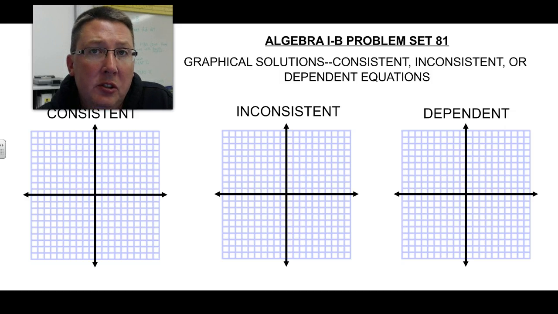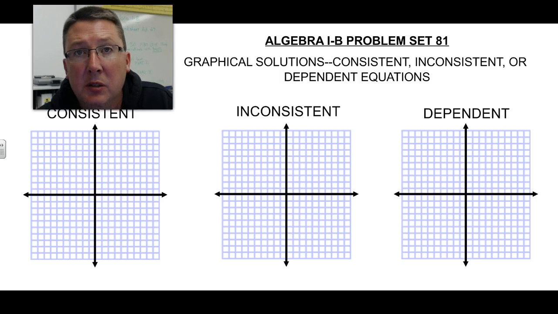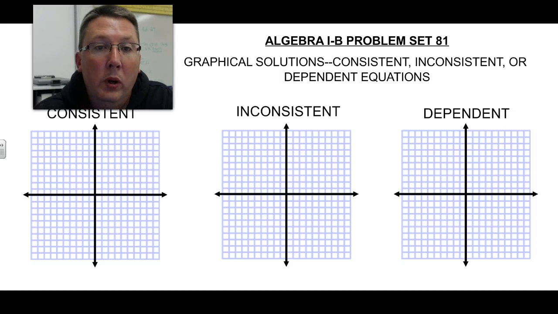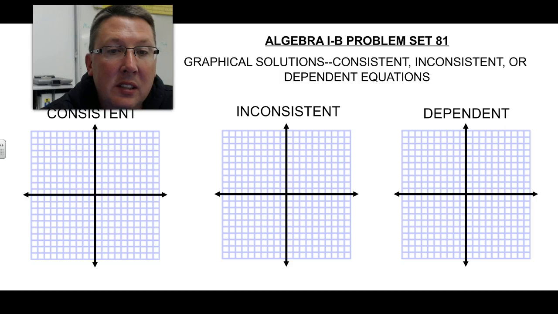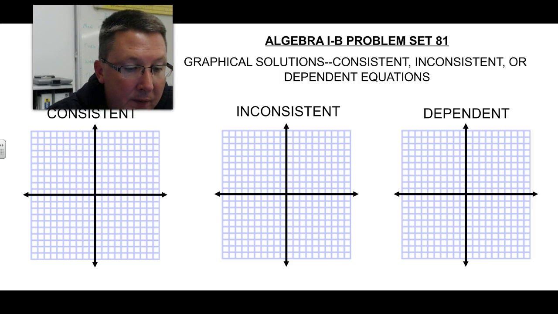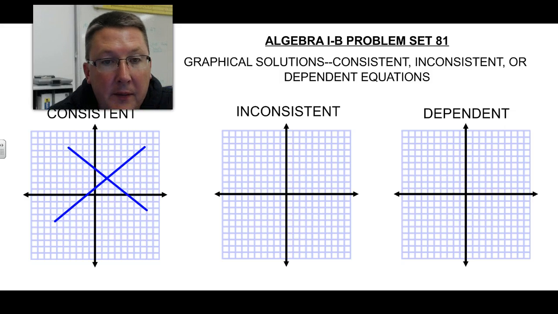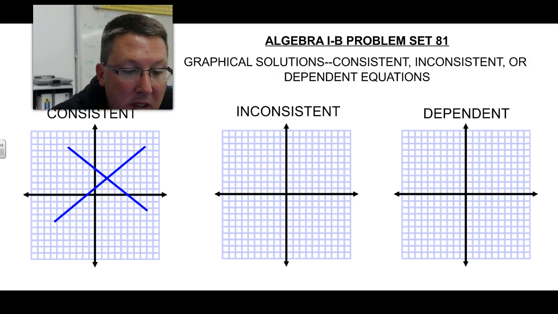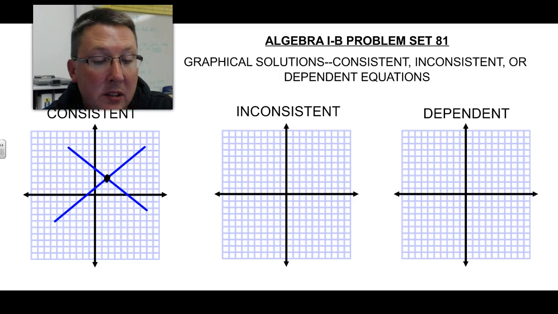Okay? When we put these two equations on a graph, we have three possible outcomes. We have what's called consistent equations. When we have consistent equations, these two lines, when we draw them on the graph, intersect somewhere. Okay? And our solution will be this point where they intersect. So they could intersect in one point.